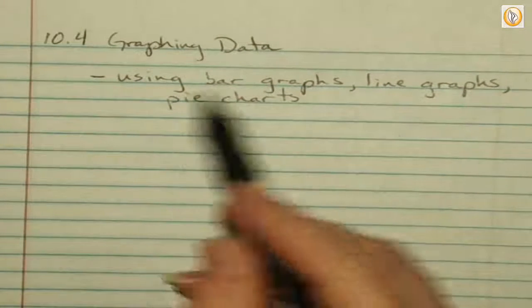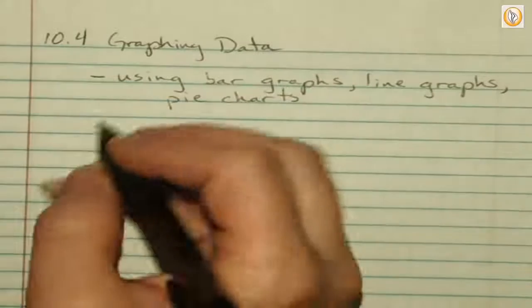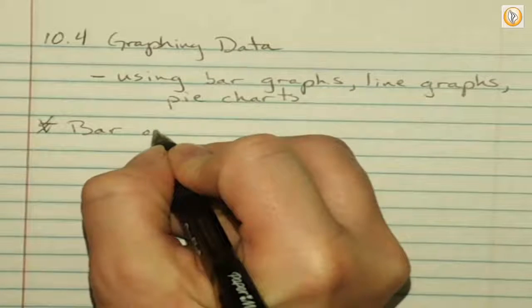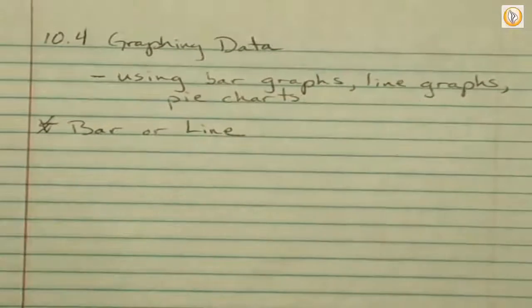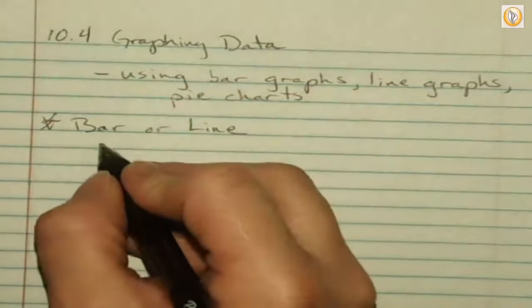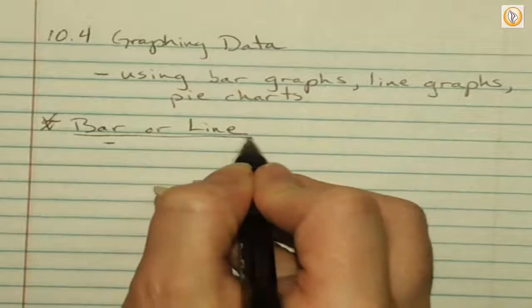All right, so we're going to be creating bar graphs, line graphs, and pie charts. We're going to start with the bar or line. Let me tell you, these are way easier than the pie chart. Pie chart I like if I don't have to create it like this. I'm telling you, it's insane. These are way easy right here. All right, bar or line.